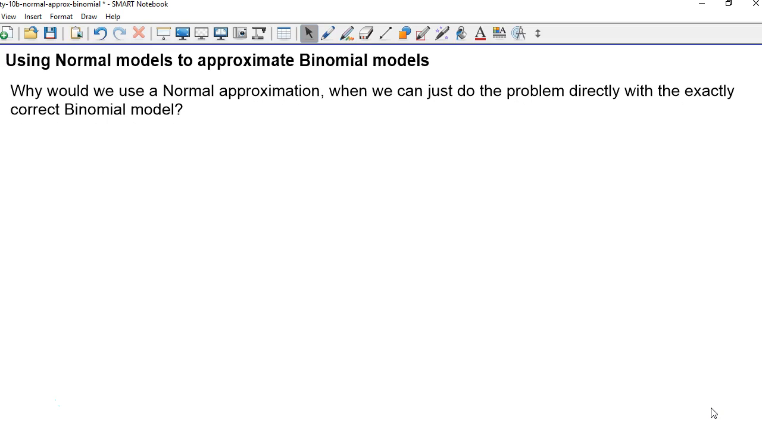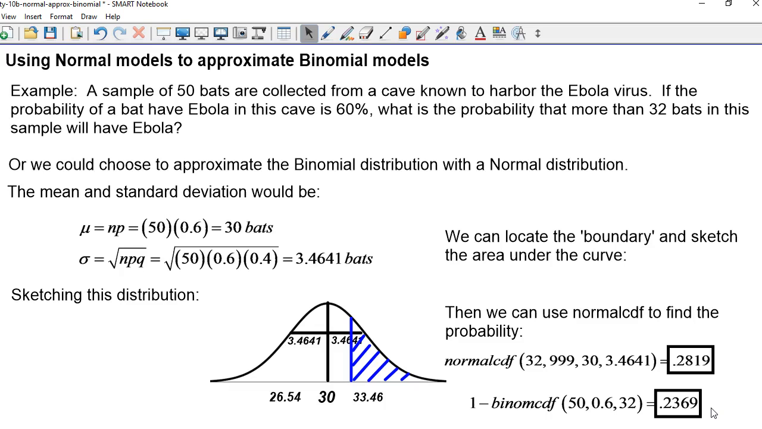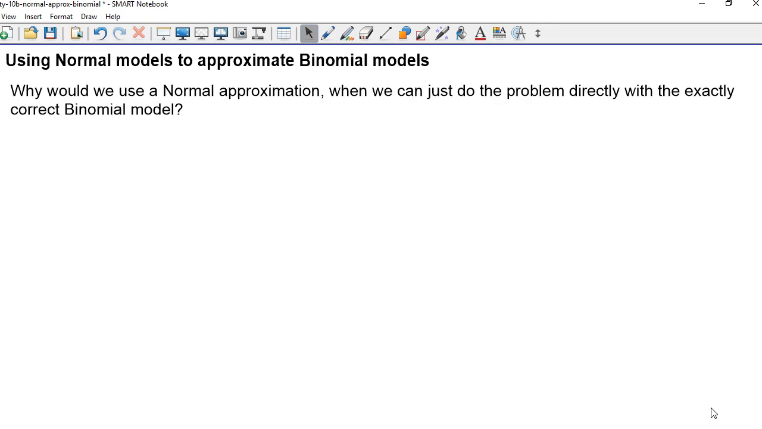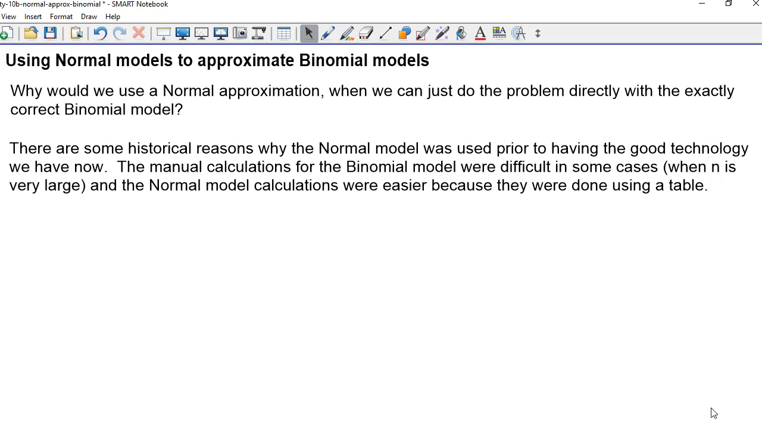Okay, so why would we use a normal approximation when we can just do the problem directly with the binomial model? Well, the binomial model is really the correct one. So in this case, it's just easy enough to do that with the binomial model. There's no real advantage to using the normal approximation.